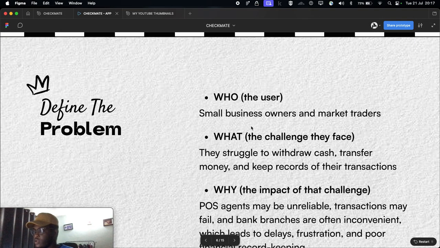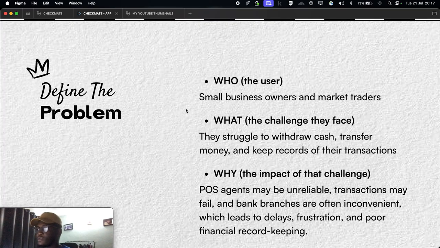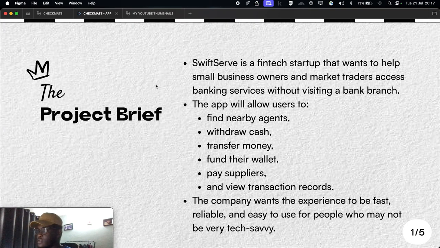Let's break it down together. Number one, Swift Serve is the name of the company, and they are a fintech startup. So now we know we are working on a fintech product. Number two, this company wants to help small business owners and market traders. Those are the people they want to help. That is their target audience.